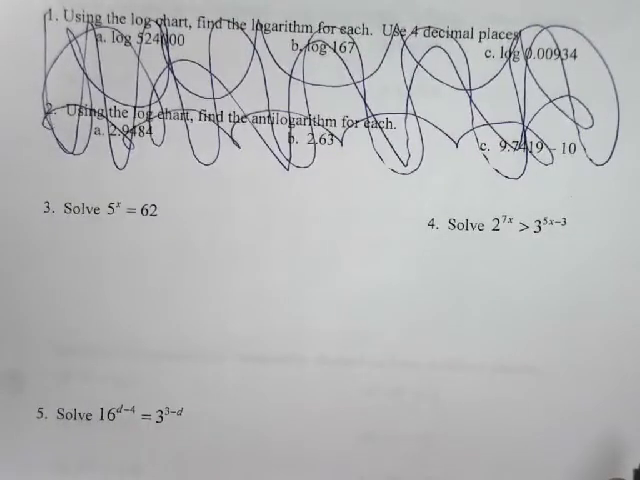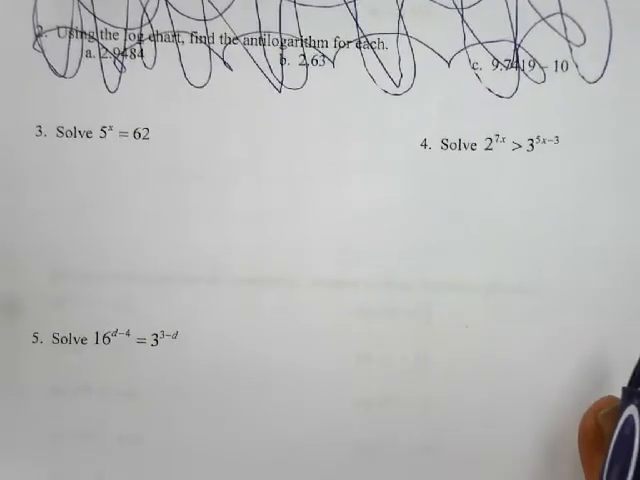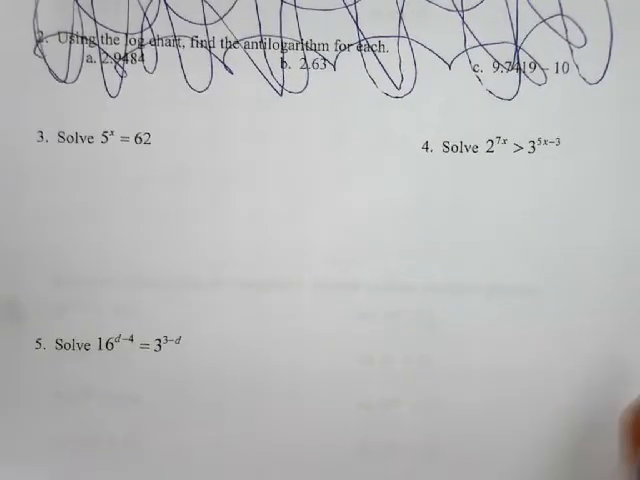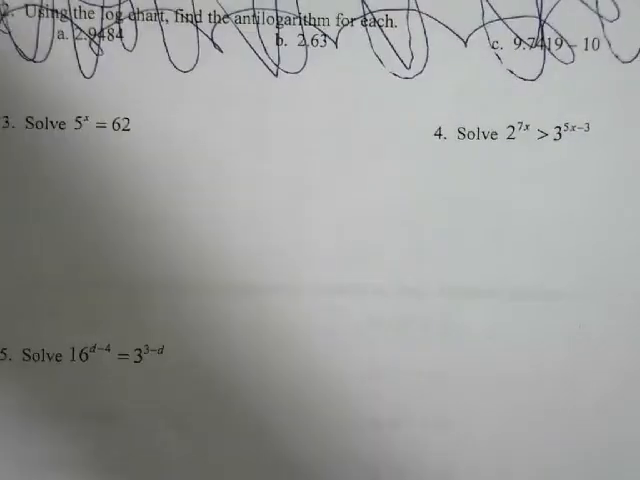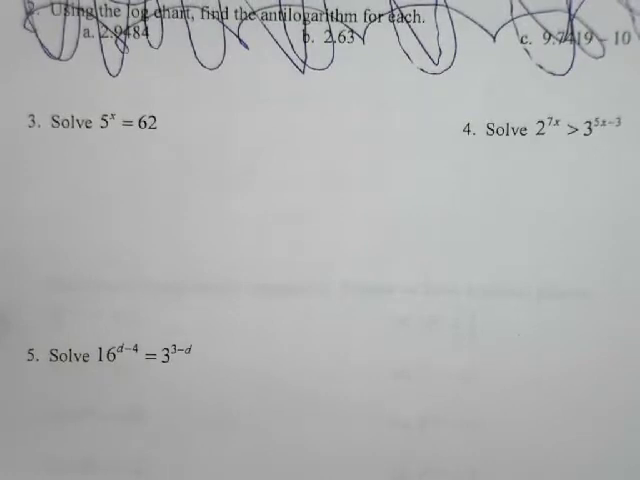Okay. Let's go down here to number 3. It says solve 5 to the x equals 62. Okay, so when we were doing these before, we were trying to get the 5 and the 62 to have the same base. All right, can I ever rewrite 62 with a base of 5? No, it's going to be gross, right?